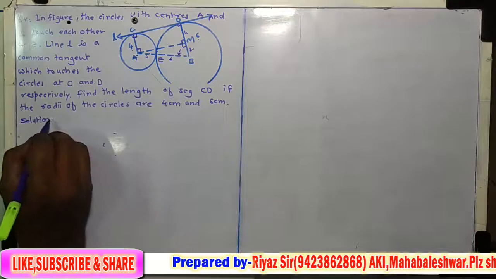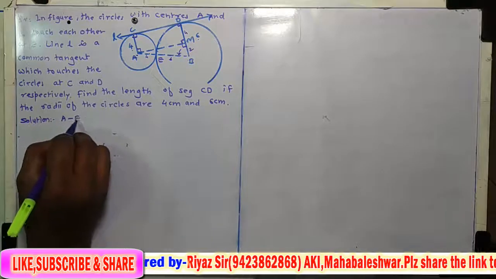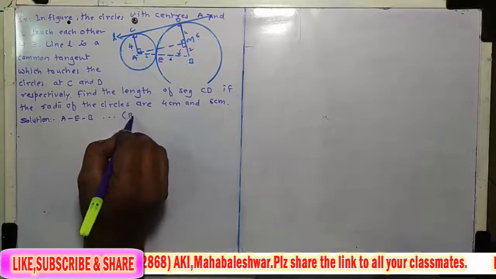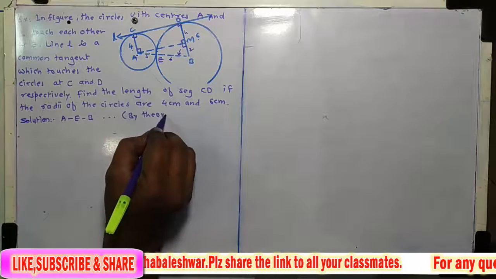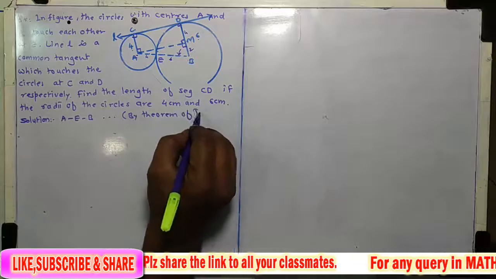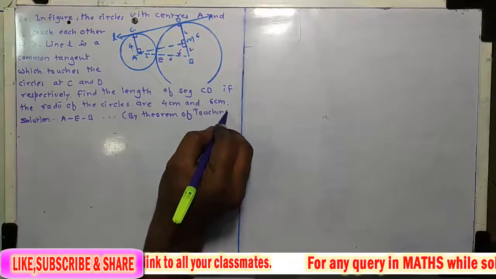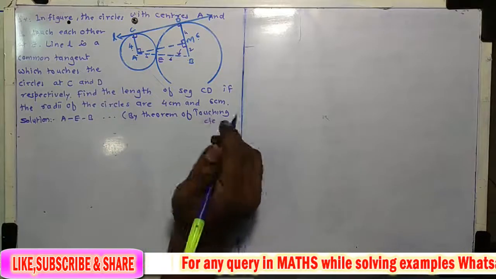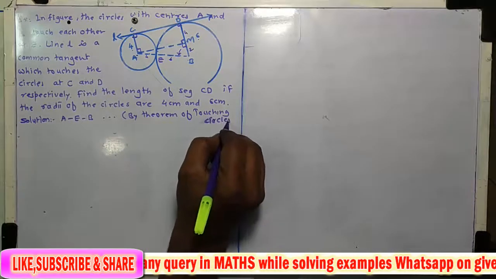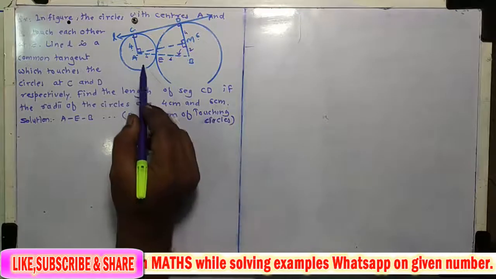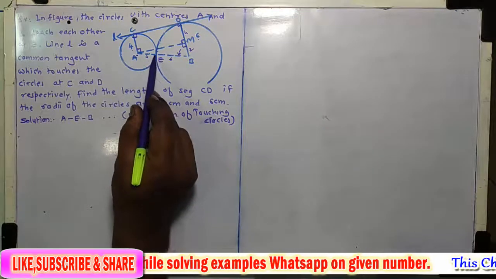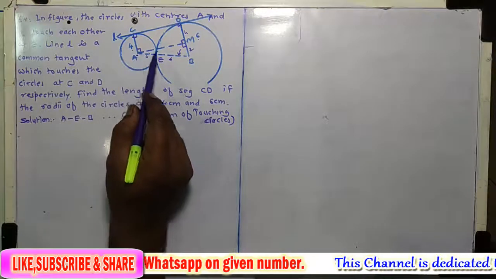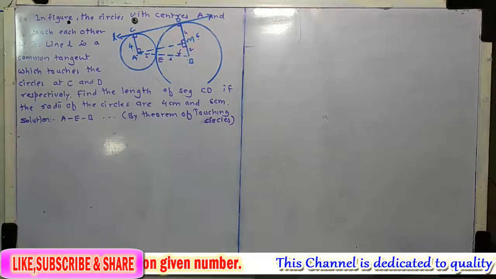A dash E dash B, by touching circles, by theorem of touching circles. If two circles are touching, then the point of contact lies on the segment joining their centers. What is that theorem of touching circles? If two circles are touching circles, then their point of contact lies on the segment joining their centers. Okay, and therefore A, E, B, these 3 points will be collinear points.